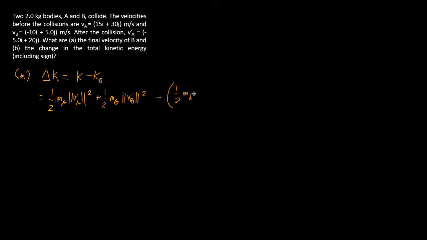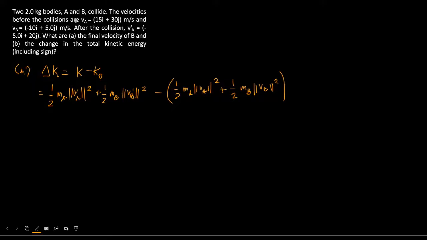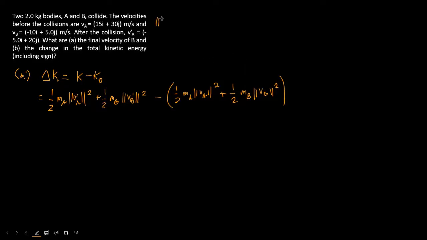m sub a v sub a plus, this is squared, 1/2 m sub b, the scalar of v sub b quantity squared. Okay, how do you find the scalar of those vectors? So remember that pag hinanap natin yung magnitude is just the square root of the sum of the squares of the components. So for v sub a, gagawin na natin v sub a squared para hindi na natin i-deal with the square root.